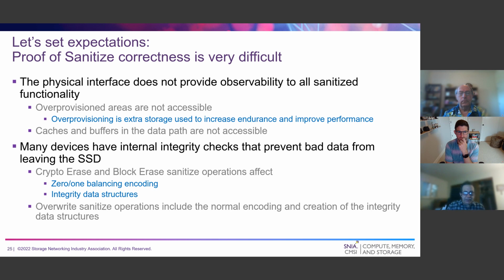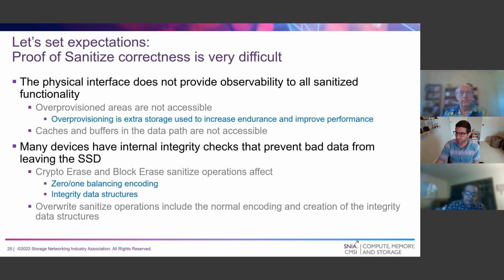So the physical interface doesn't provide observability to all functionality. Over-provisioning is famous in SSDs. It can be 30% of the drive or of the storage. It really helps to increase endurance and improve performance, but there are also over-provisioned areas in hard disks. In addition, there are a lot of nooks and crannies, the caches and buffers in the data path. Those are not typically accessible through the interface. So depending on the device to do it is kind of important.